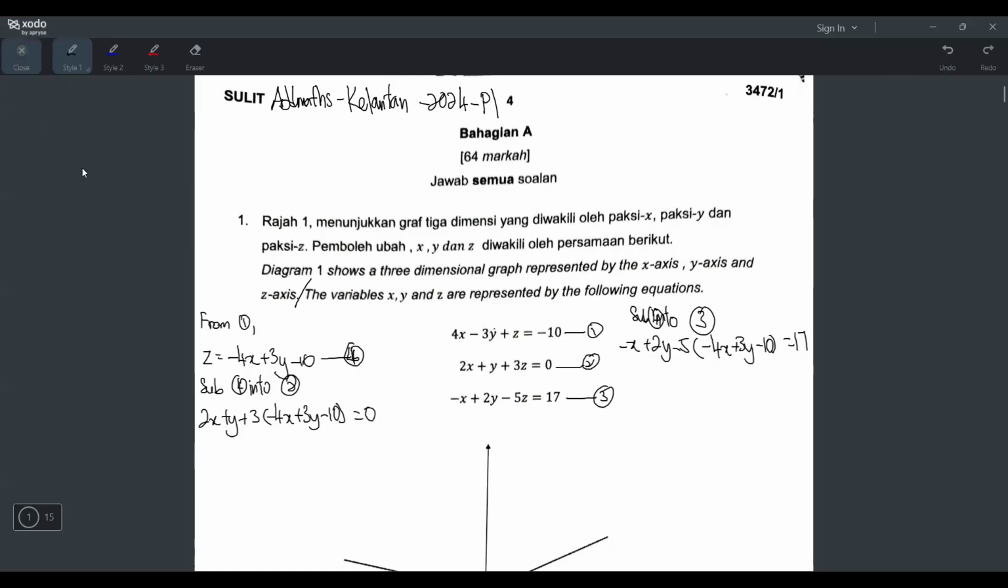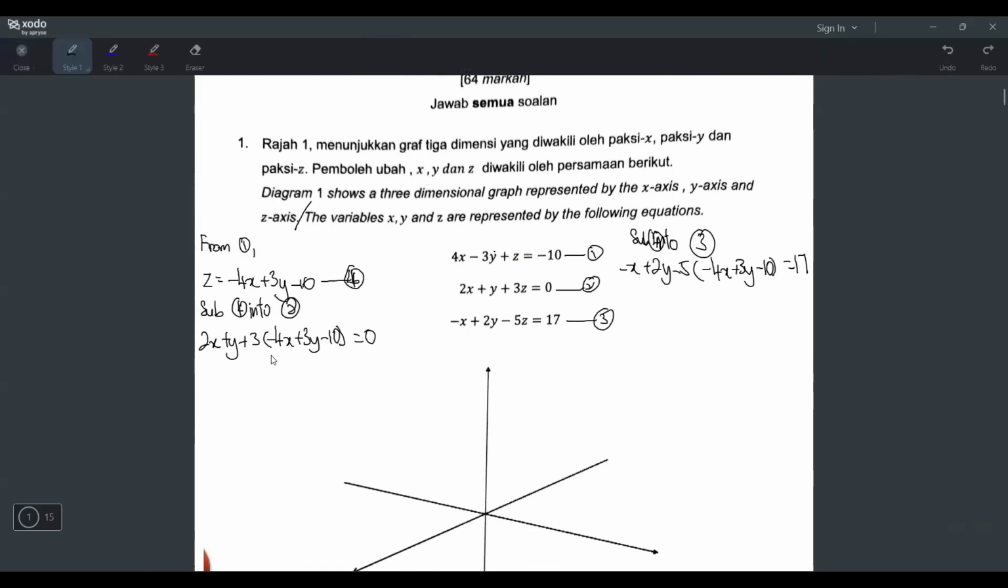Now you will expand everything and simplify the equation. The 2x plus y, just leave it first because you need to multiply by 3 first. So do the part with brackets first. 3 times negative 4 is negative 12x. 3 times 3 is 9y. 3 times negative 10 is negative 30, equals 0. The x with x and y with y can be combined. So 2x minus 12x is negative 10x, and y plus 9y is 10y. The negative 30 I can move over and it becomes 30.